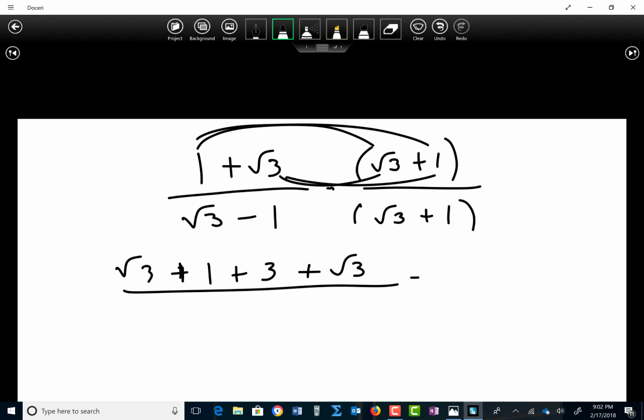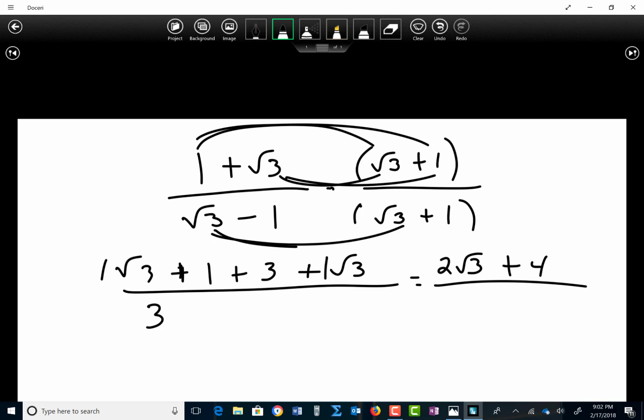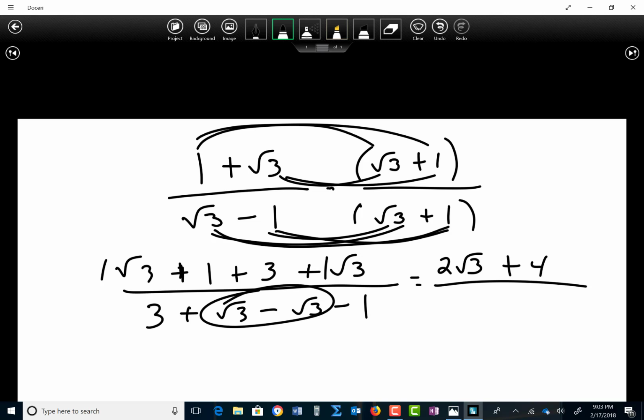Now, those square roots of 3's are just like x's. So this is like 1x and 1x, and if I were to add 1x and 1x, I would get 2x. So with this one, I get 2 square root of 3, and the 1 plus 3 is 4. On the bottom, I get square root of 3 times square root of 3, which is 3. Square root of 3 times 1 is plus square root of 3. Minus 1 times square root of 3 is minus square root of 3. And minus 1 times 1 is minus 1. So these two cancel because they're opposite signs of the same number. And then 3 minus 1 is 2.